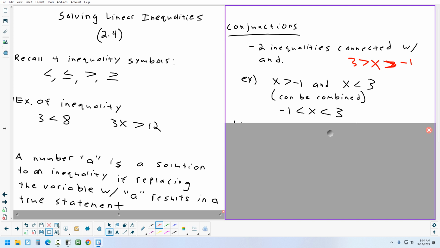Out of the two types of inequalities we study, conjunctions and disjunctions, conjunctions are the only ones that can be combined into a single statement. A disjunction, which has the word or, cannot. If you want to write an or statement, you have to write the whole thing down: x is greater than something, or x is less than something. Are there any questions on how to take something like that and turn it into something like that? Or the other way, take something that's combined together and split it into two.